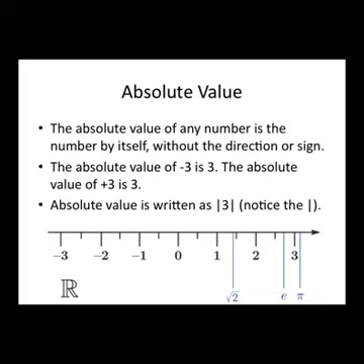The absolute value of any number is the number by itself without the direction of the sign. In other words, the absolute value of negative 3 is 3. The absolute value of positive 3 is 3. The absolute value is written between two lines or pipelines. It would just be 3. Notice the line on each side of the 3. It signifies drop the sign.